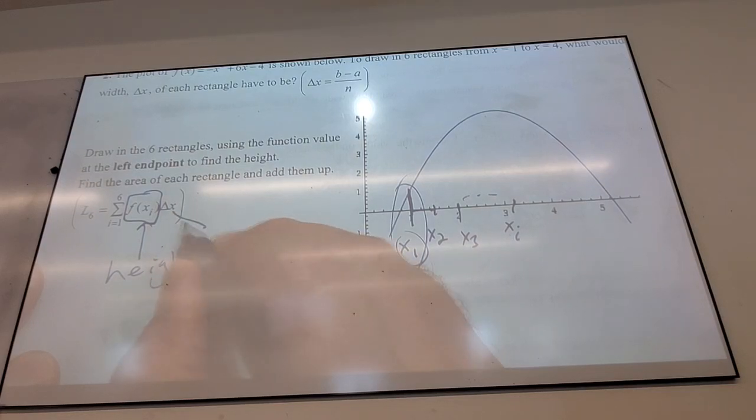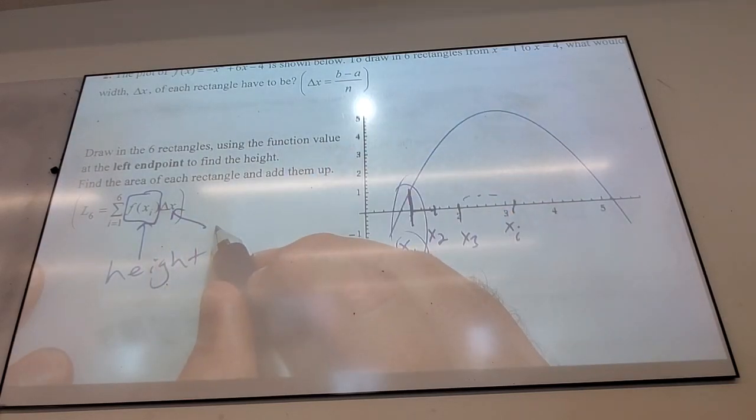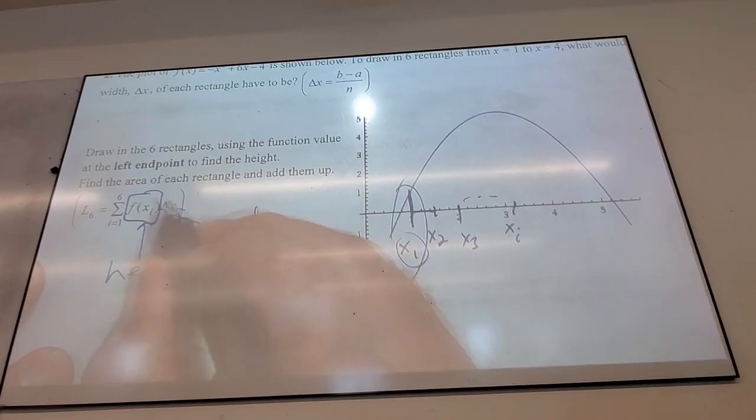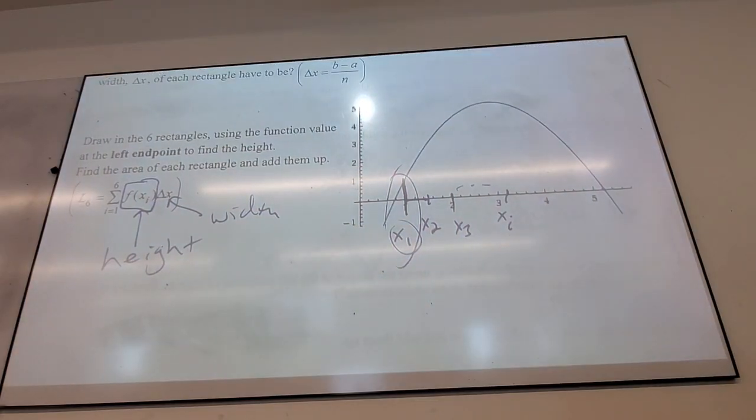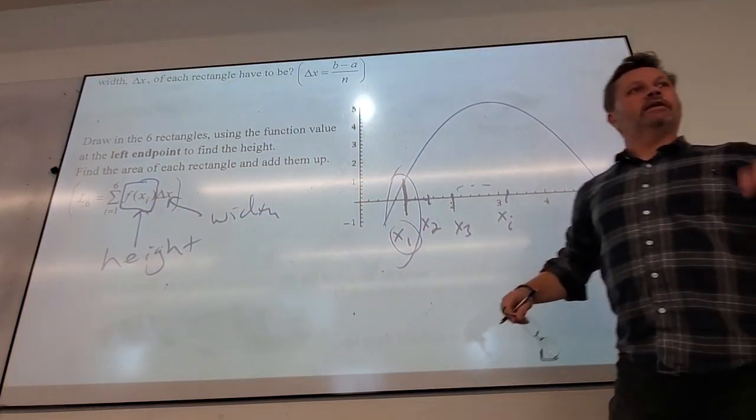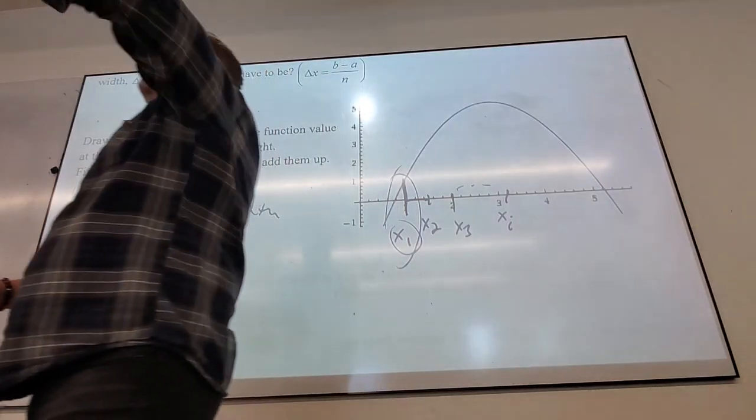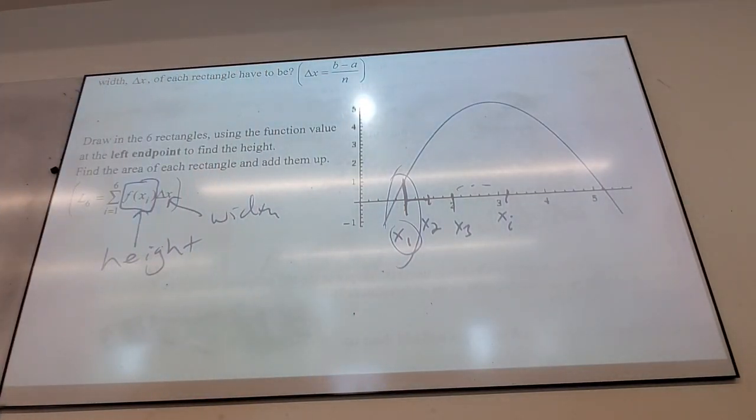And remind me what delta x was. The width. So what is f of xi times delta x? That's the area of the ith rectangle. It's the area of the ith rectangle. Does that make sense when I say that?